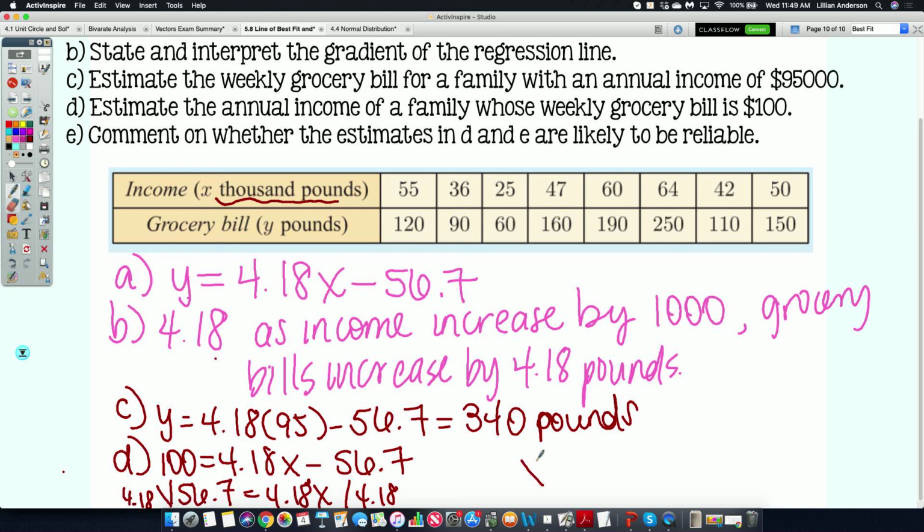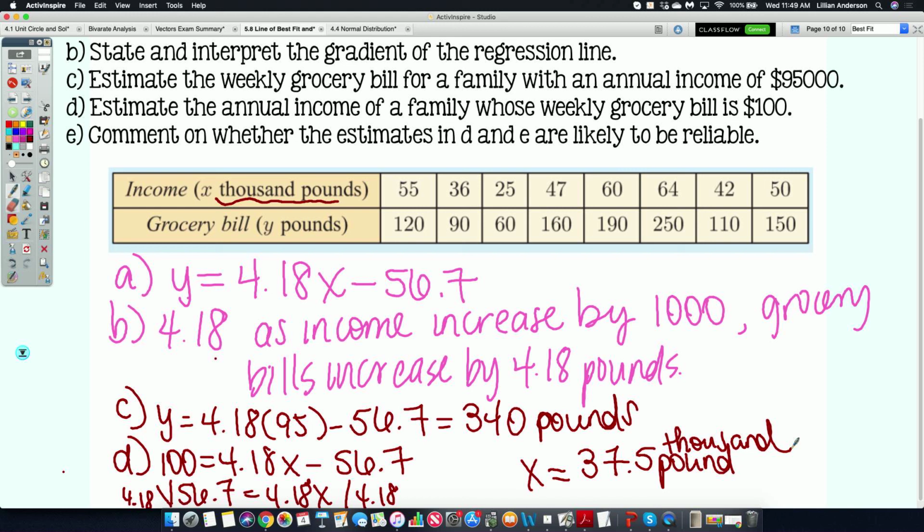And I get that my income, if I have a grocery bill of $100, should be about 37.5 thousand pounds. Is it okay for us to write like that, or do we actually have to write it out? Either one. Now, real quick, is that an interpolation or extrapolation? That one would definitely be an interpolation.